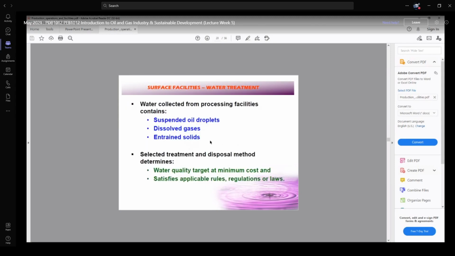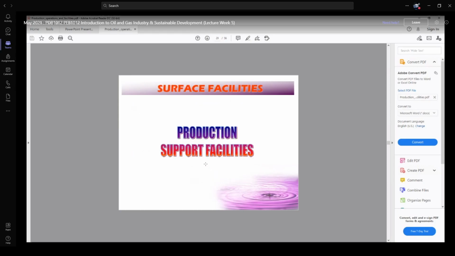Next, the water that we are collecting from the processing facilities may contain some solids, some droplets of oil, and some dissolved gases. So it must be treated as we discussed earlier. Otherwise, it will cost us a lot in terms of environmental damage.